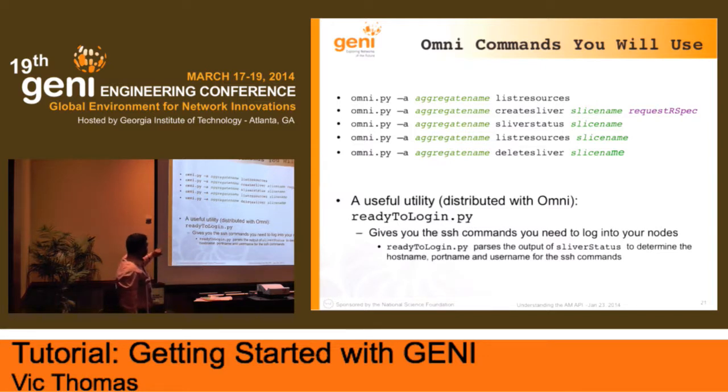And there's a useful utility that comes with Omni called ready to login. What this does is not only check the status of your resource to see if it's ready to use, but it also prints out the SSH command you need to use to log in. So it actually parses the manifest and says, you need to log into this host at this port number. I know your username, so this is the SSH command, which you can just cut and paste into a terminal. So it's really handy, and it's a good way to check on the status of your resource. So that's what we will use.